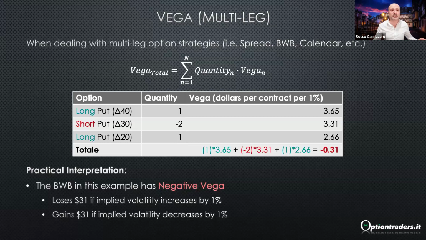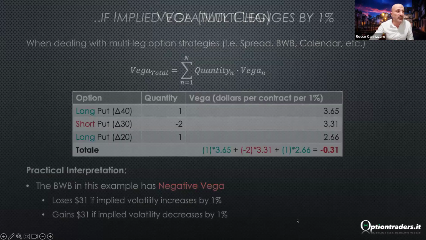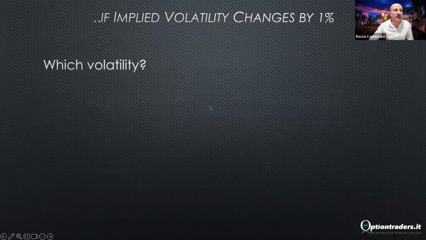So if the spot price doesn't change and the time doesn't move, basically if instantaneously there was a 1% increase in volatility, what would happen to the price of my broken butterfly? Now, here's the problem. I just said if the implied volatility changes by 1%, but I didn't say which volatility is going to change by 1%, because we have 3 strikes.